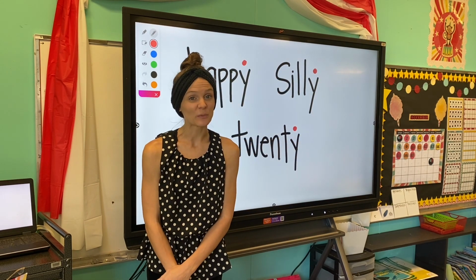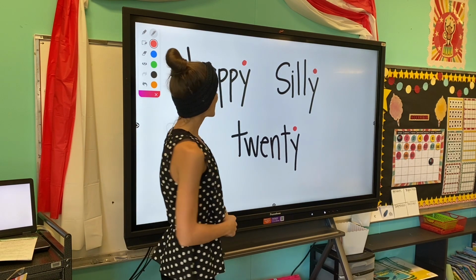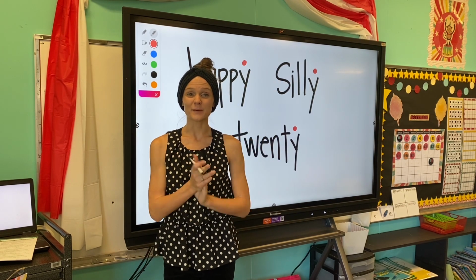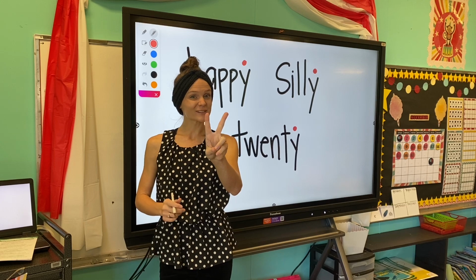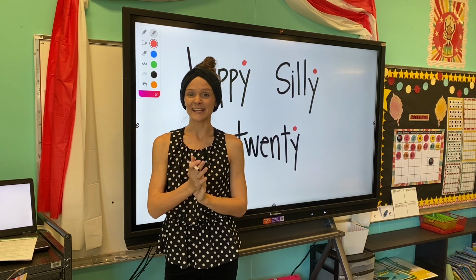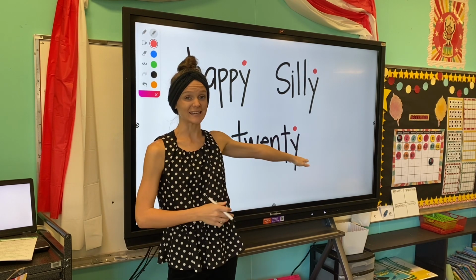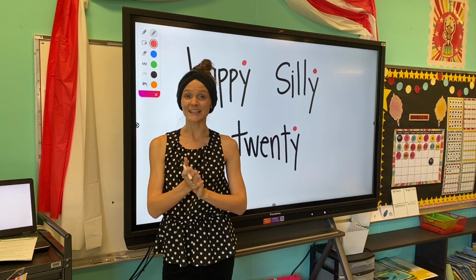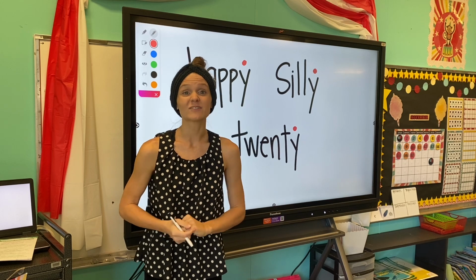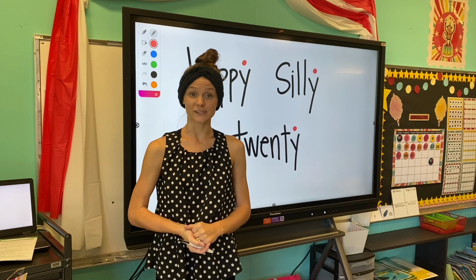How many syllables do each of these words have? Let's test them out and see. My first word is happy. Clap that word with me. Happy. 2 syllables. Let's try silly. Ready? Silly. 2 syllables again. Let's try twenty. Ready? Twenty. It also has 2 syllables. Each one of these words have 2 syllables because they have 2 vowel sounds.